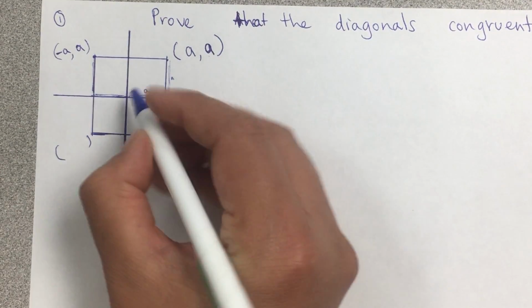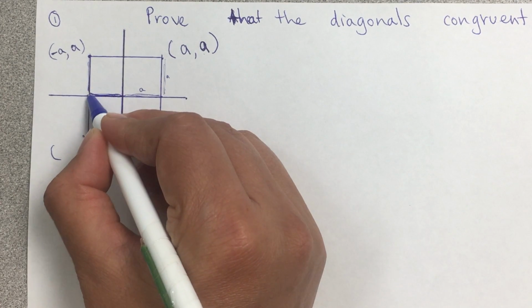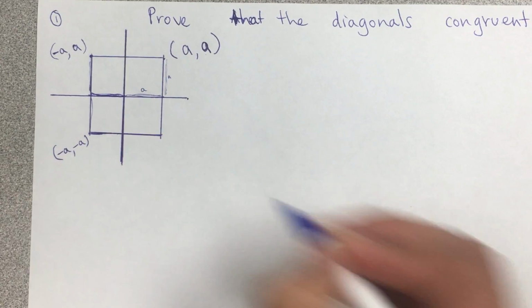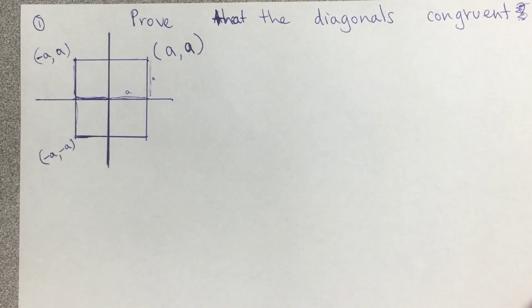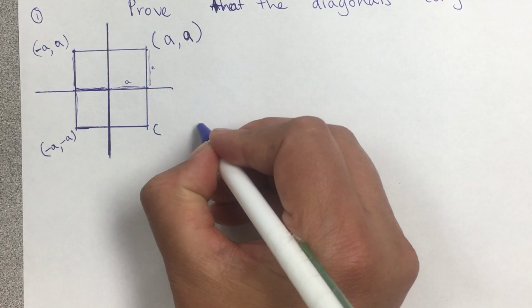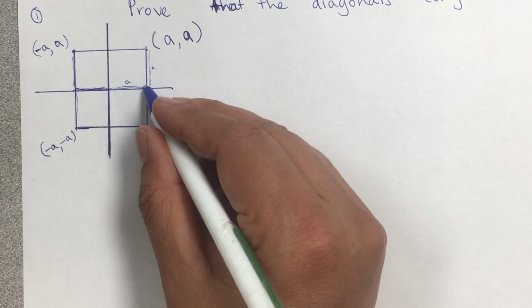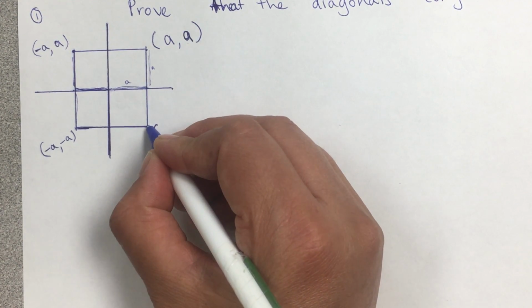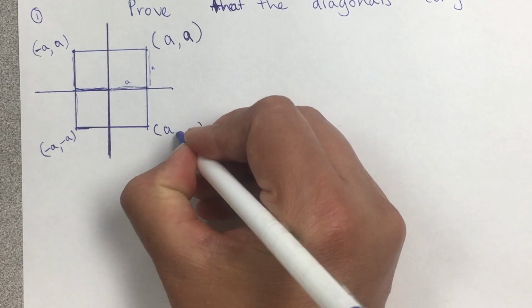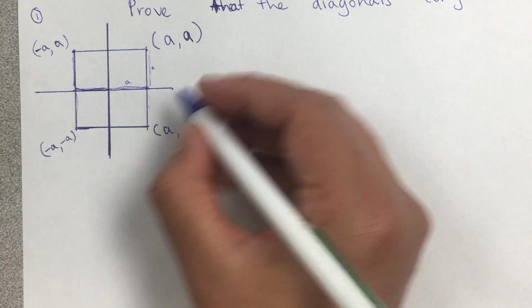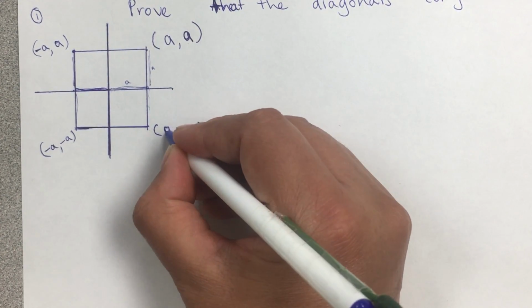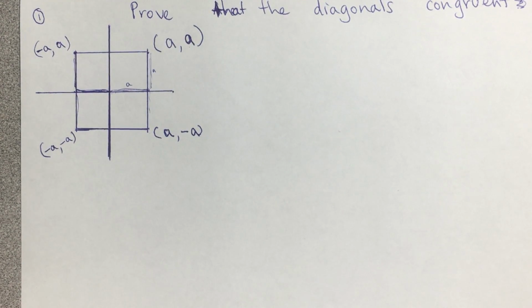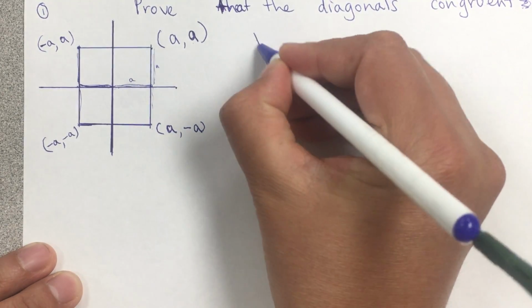For this one right here, negative A, because it's the same measurement. So negative A for x and negative A for y. And for this point, it's going this way and this way. So it's positive because it's to the right, and then down is negative. So it's positive A for x, and then negative A for y. Okay, so now that we have all four coordinates, we can check with the distance formula.